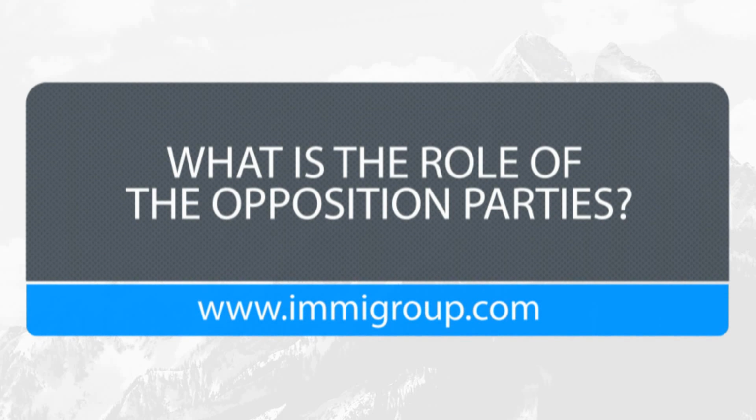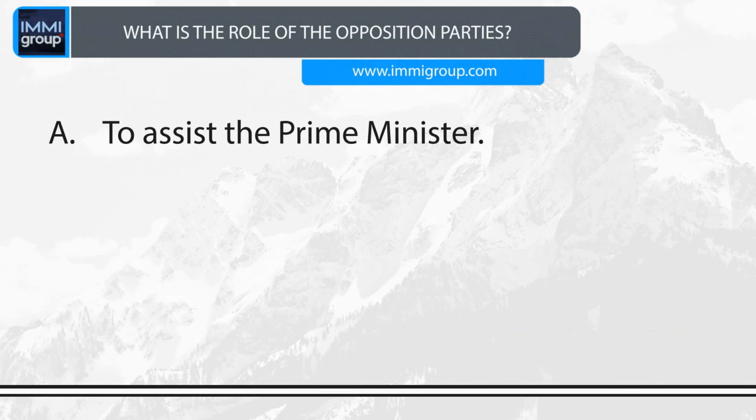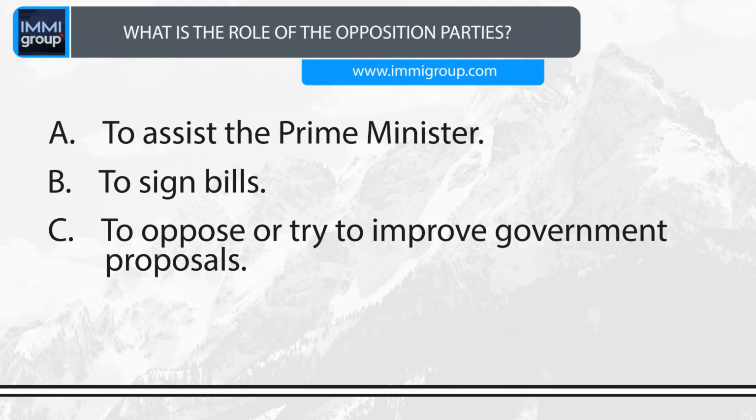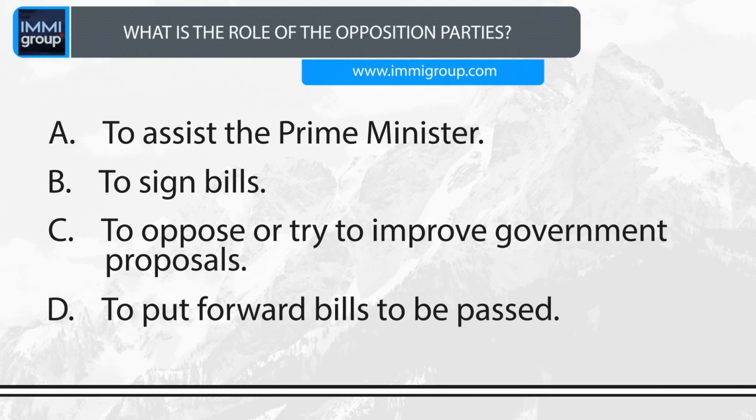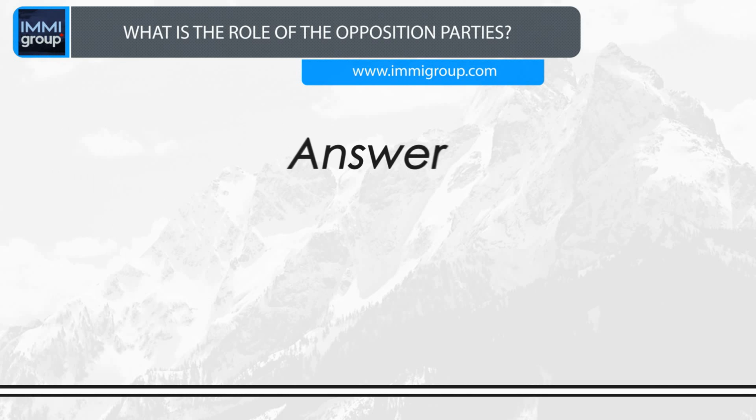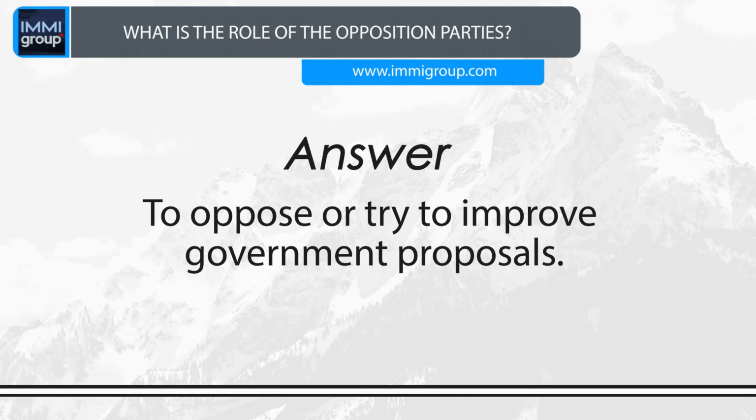What is the role of the opposition parties? A. To assist the Prime Minister. B. To sign bills. C. To oppose or try to improve government proposals. D. To put forward bills to be passed. Answer: To oppose or try to improve government proposals.